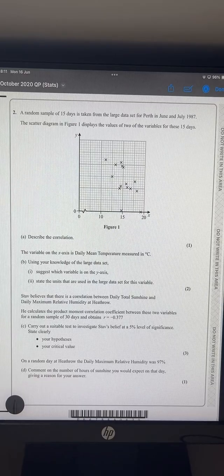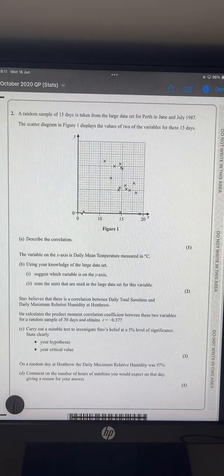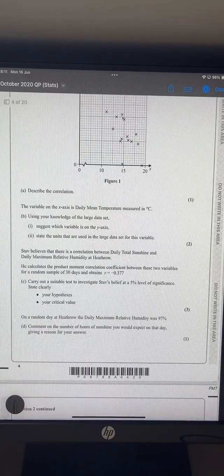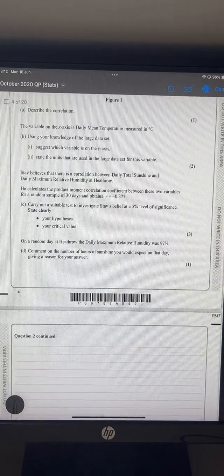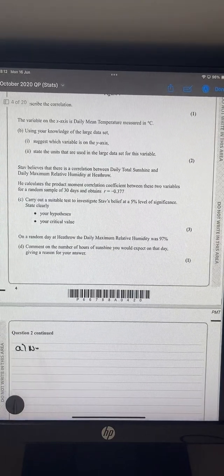So I'm going to underline everything important here. A random sample of 15 days is taken from the large dataset for Perth in June and July in 1987. So, okay, I'm seeing these are summer months, but since we're in Perth, they're going to be winter months, and it's 1987, so you're thinking past. Part A, describe the correlation. Part A is nice and simple. The correlation is clearly negative here, so that's all you need to say. Part A, negative. And you get the mark.